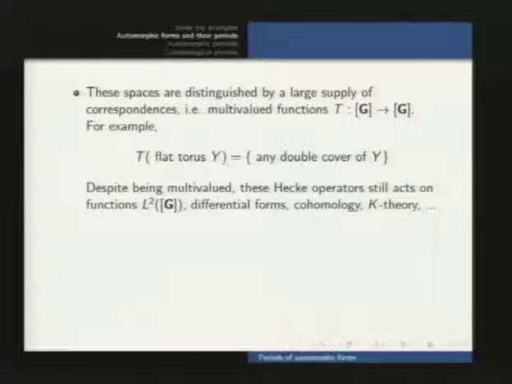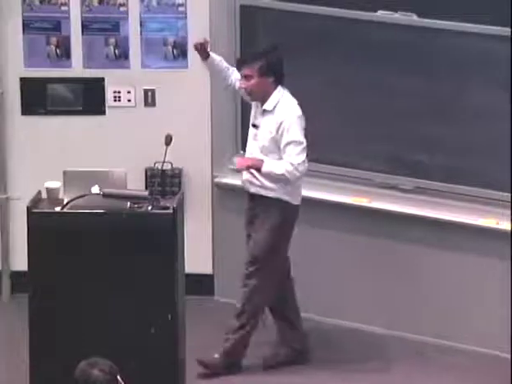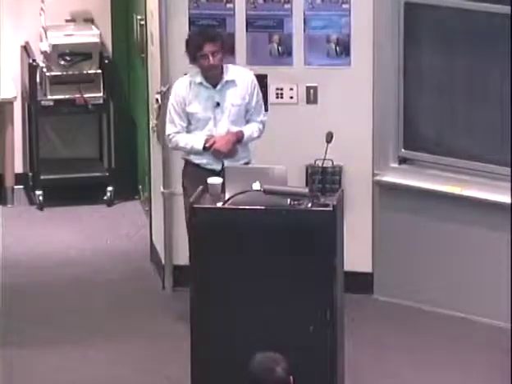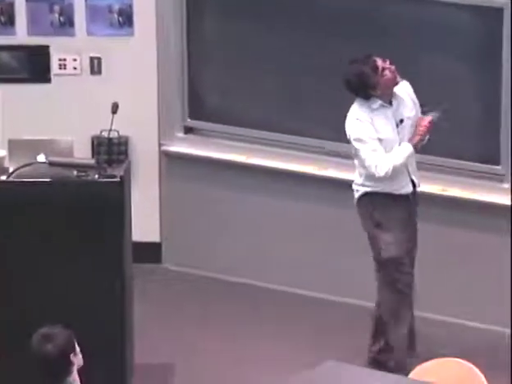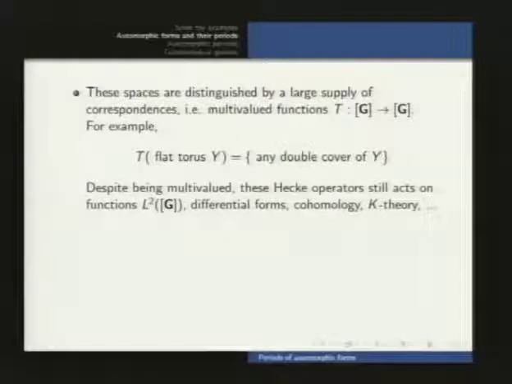And these operations play well with the metric. That is, if you move your input point a little bit, all of the output points move by the same amount. So it's kind of locally isometric. So although they're multi-valued, these things, which are called Hecke operators, commute with one another, and they act on any kind of linearization of the space. So the space of functions or the space of differential forms or cohomology or K-theory.